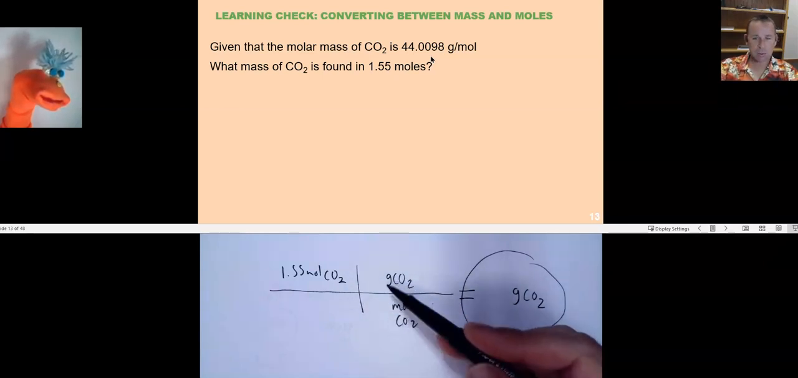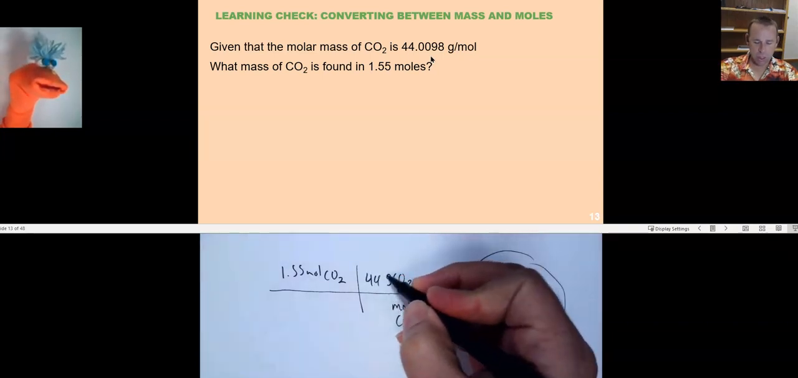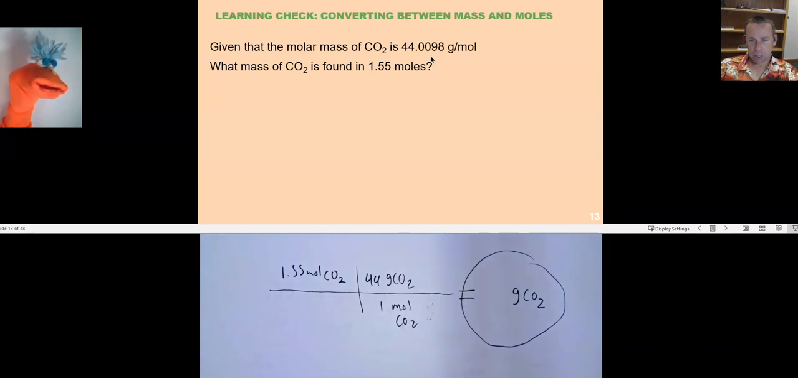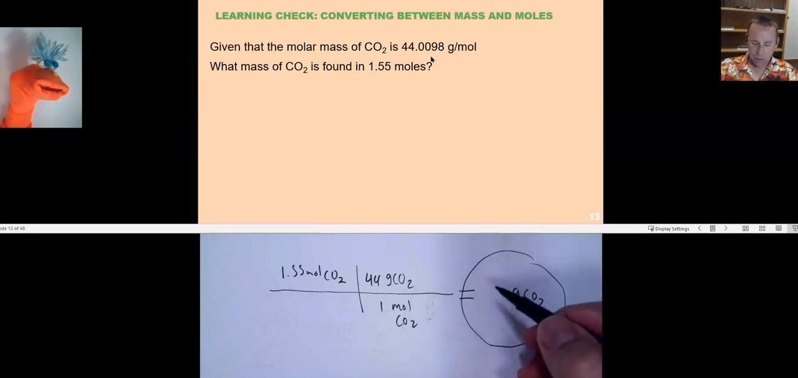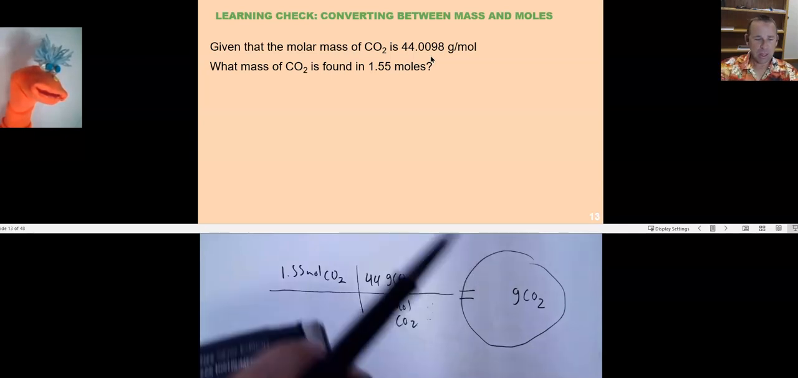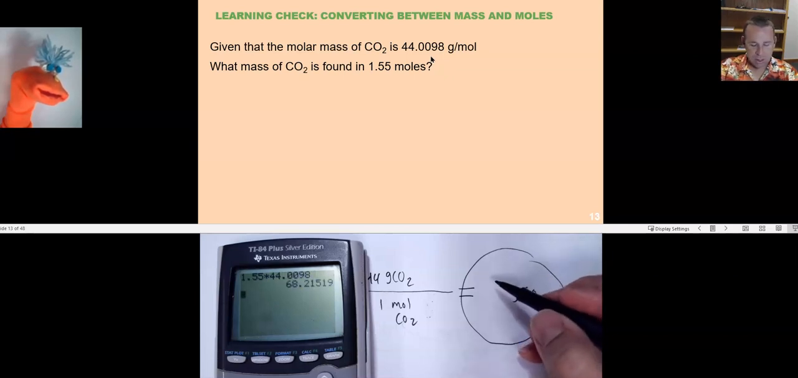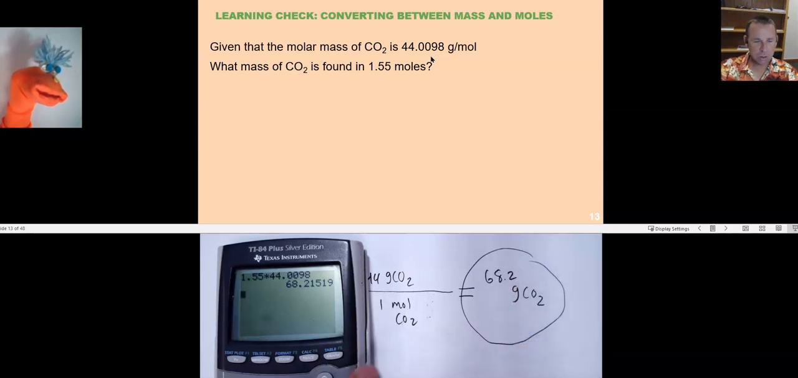Do you know how many grams per mole there are? Isn't that what they told us? That's right. They told us that there's 44 grams for every 1 mole of carbon dioxide. Okay, very good. So 44 grams per mole. And if we have 1.55 moles times 44, that will be how many grams of carbon dioxide we have in 1.55 moles. 1.55 times 44.0, and the answer is 68.2 grams, with 3 significant figures.